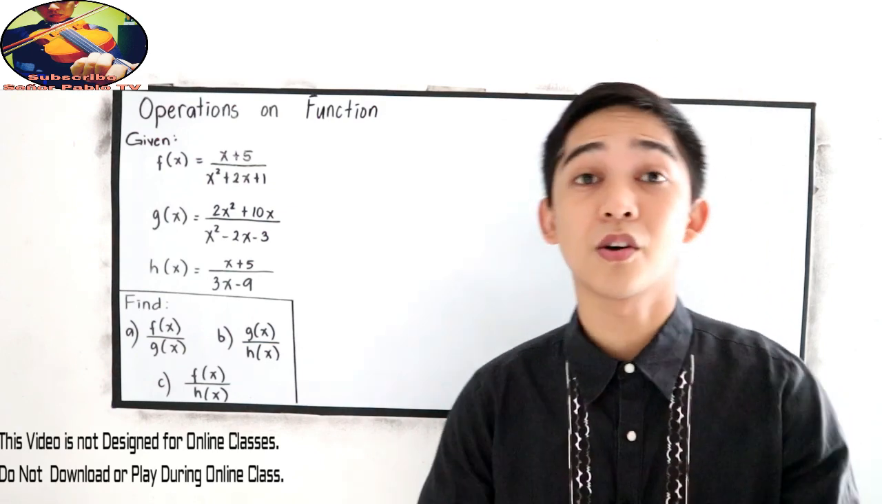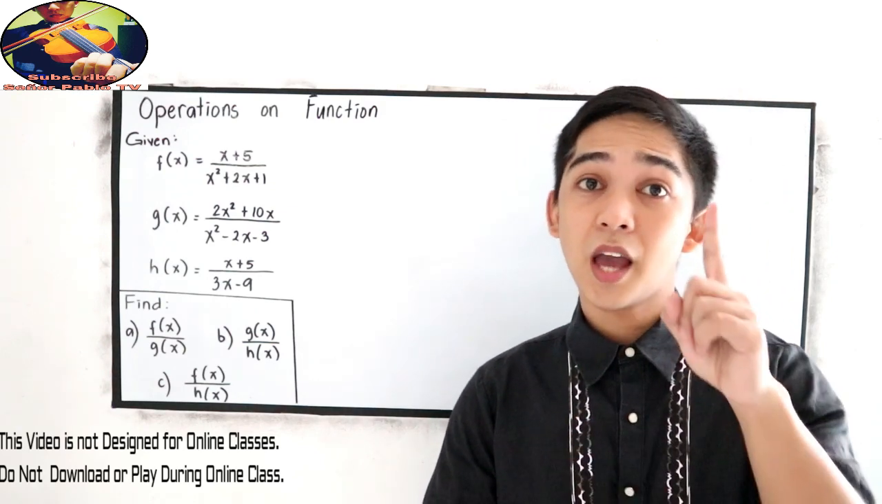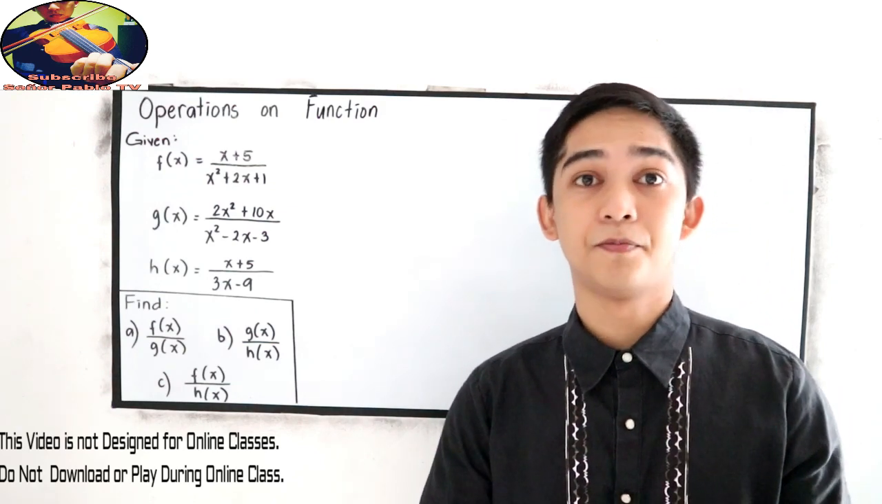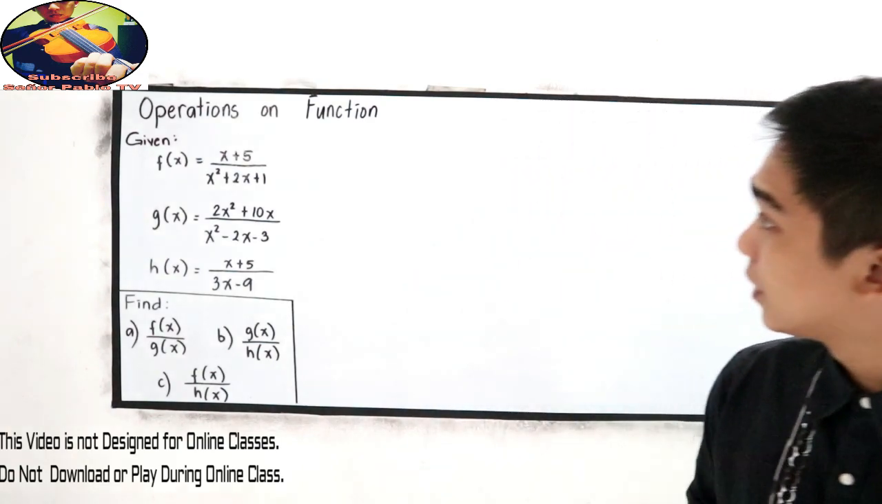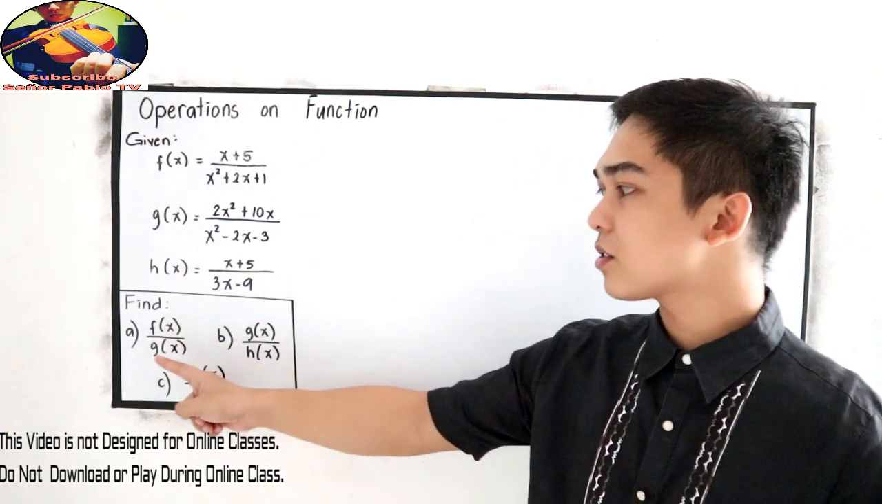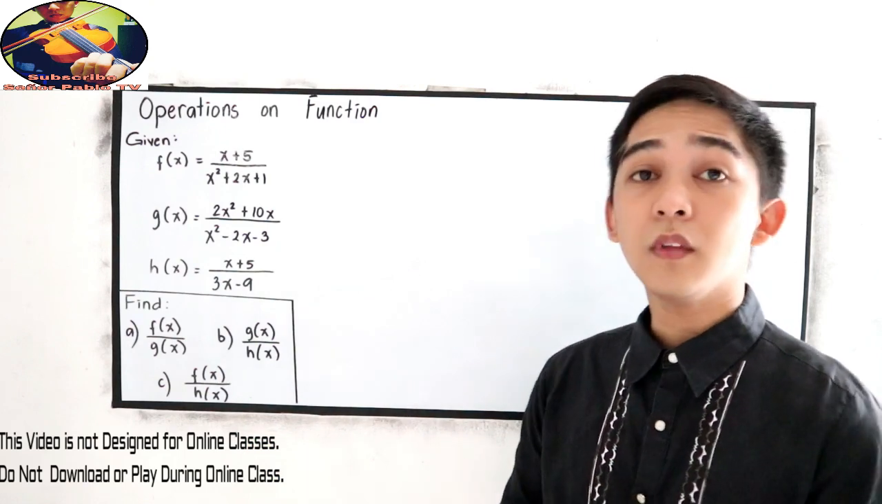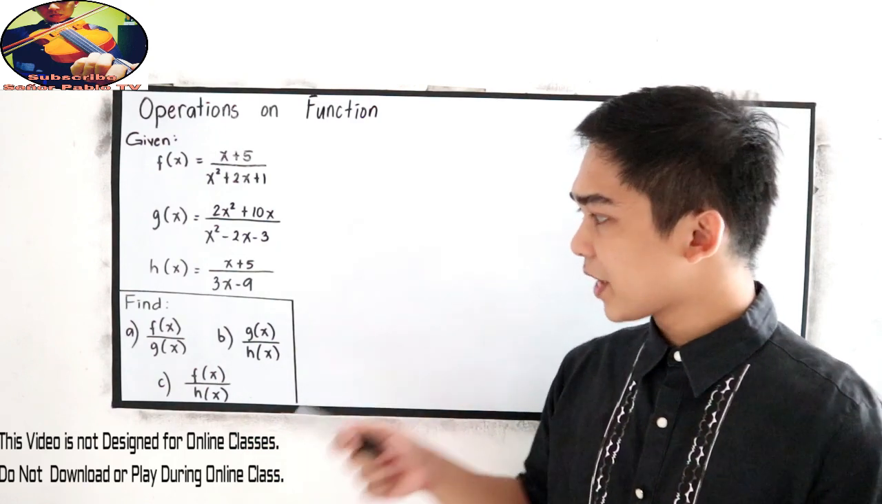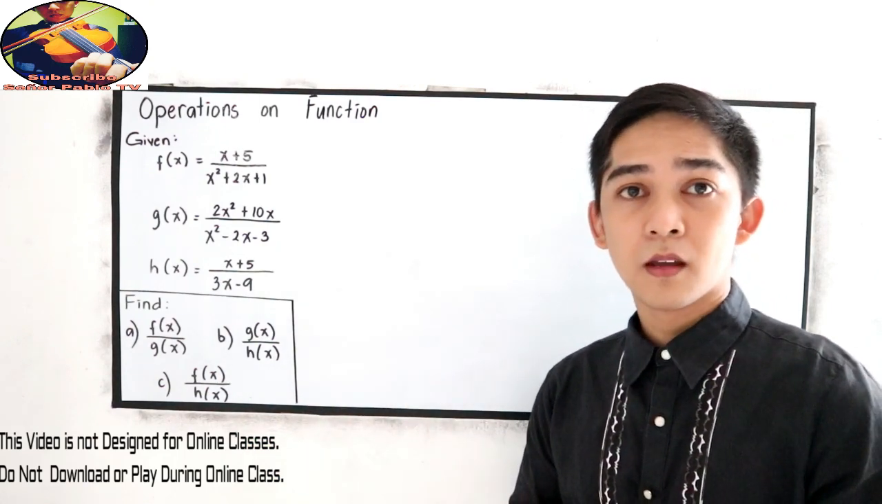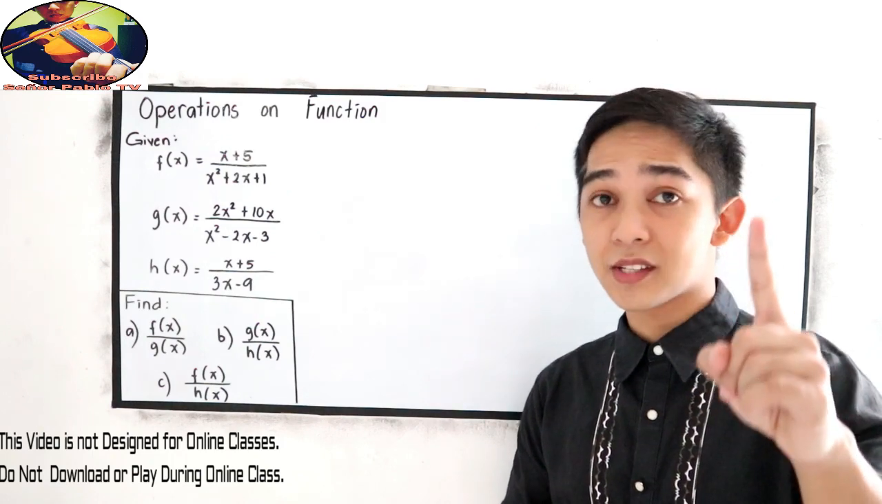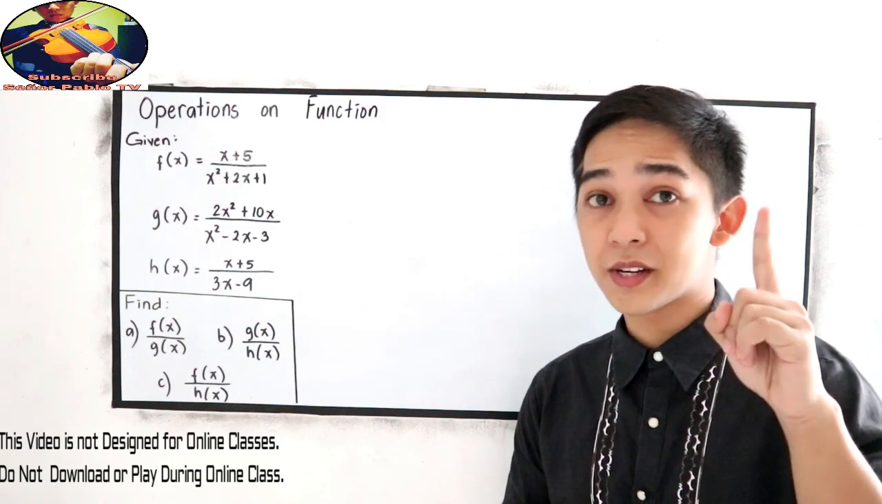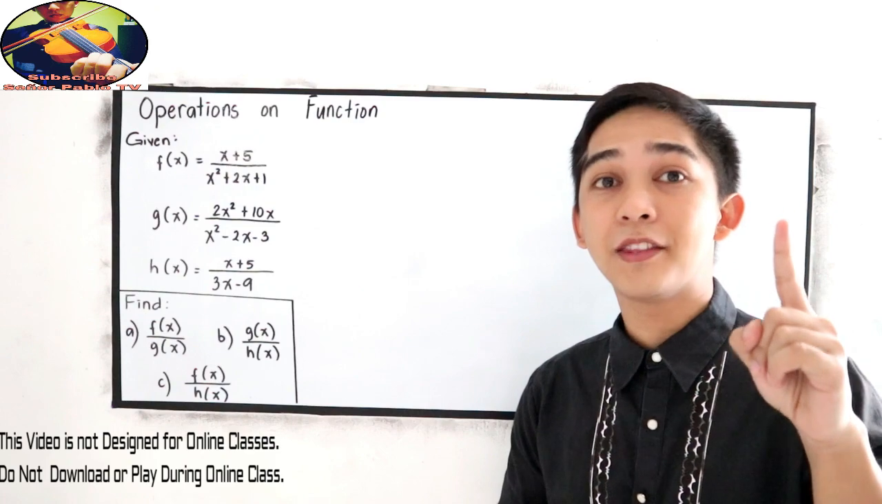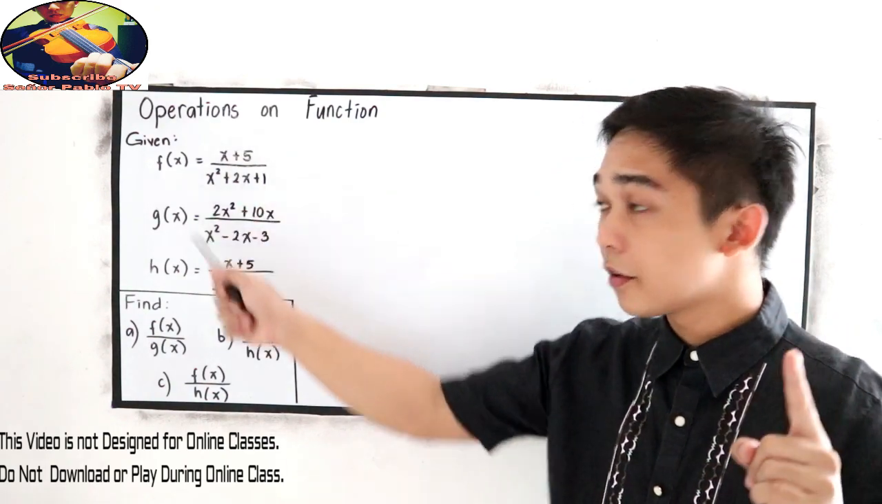This will be part 3 of the division on operations of fractions. And now let's start solving number 1, f of x all over g of x. Before solving A, B, and C, let's have first this technique. First technique, find the factors of our function.